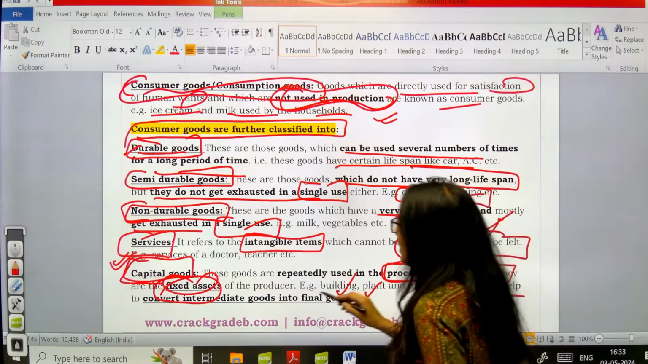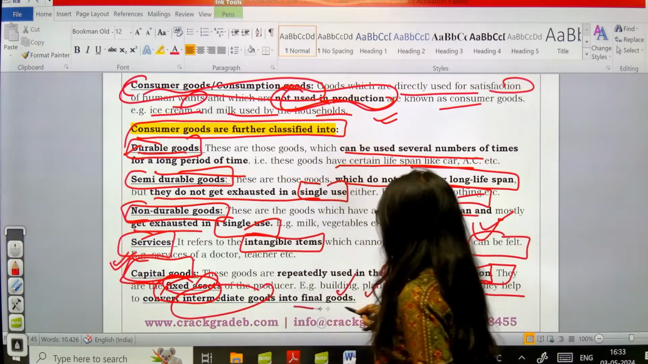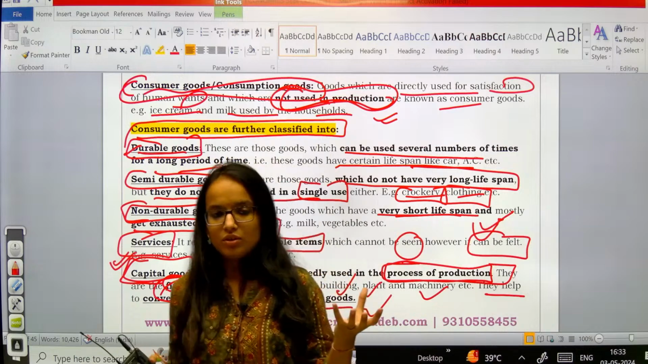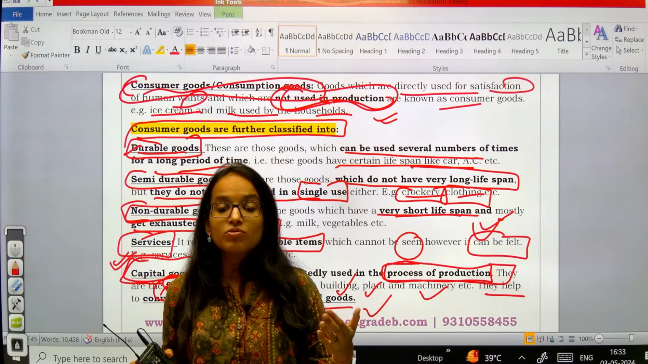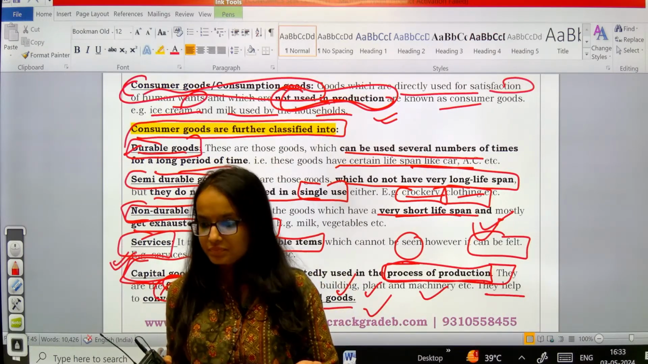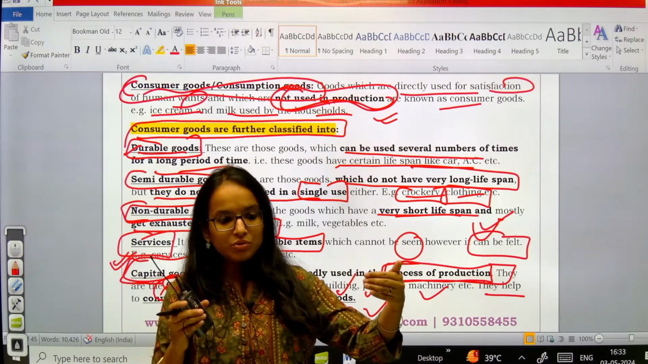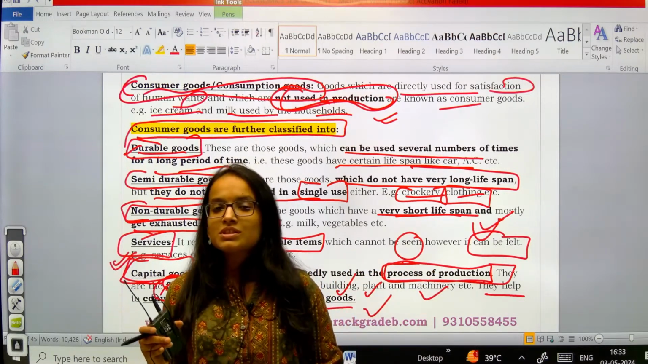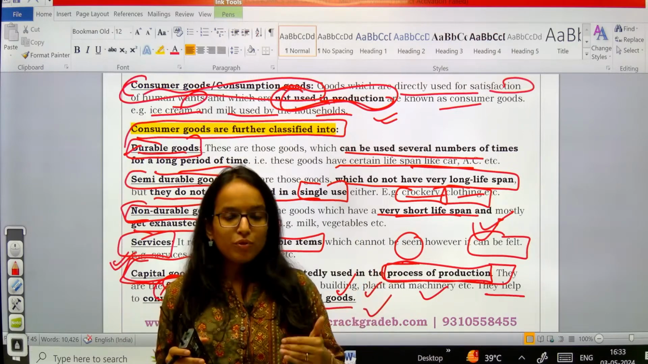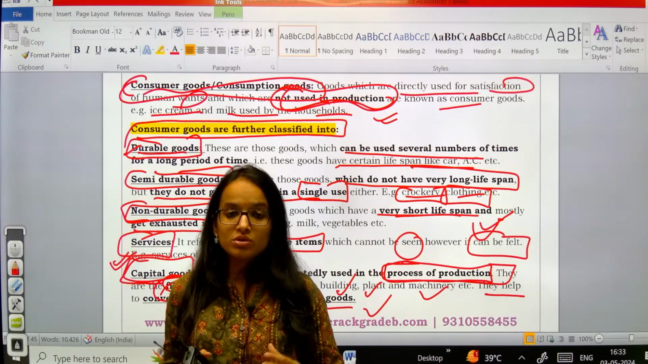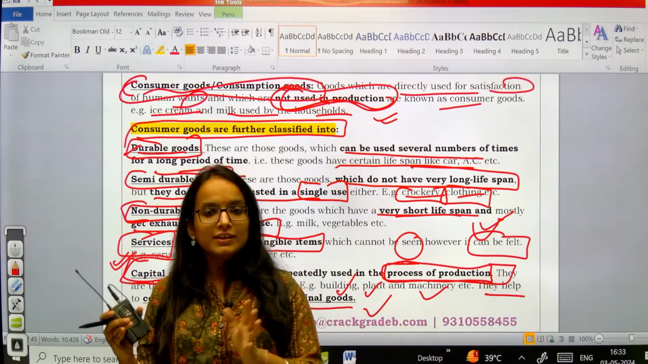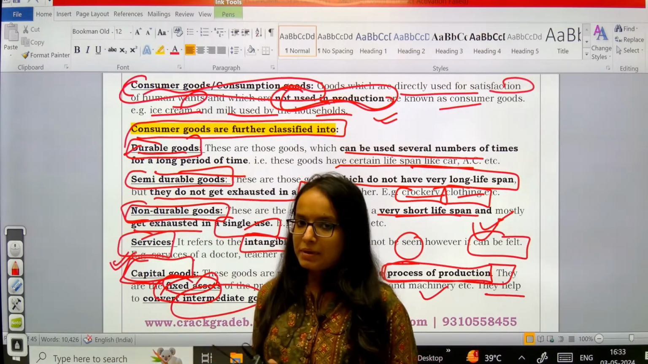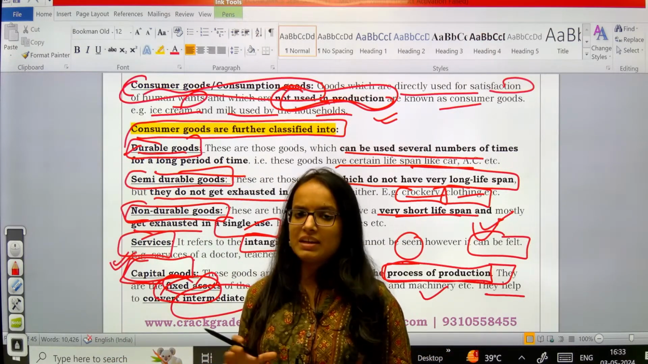They help in converting intermediate goods into final goods. This is also important. An intermediate good, raw material or any good which requires further value addition. When we try to convert an intermediate good into a final good, then comes the role of capital goods. Suppose there is machinery which is being used to convert an intermediate good into a final good, so that machinery is playing the role of a capital good. This is very clear now.